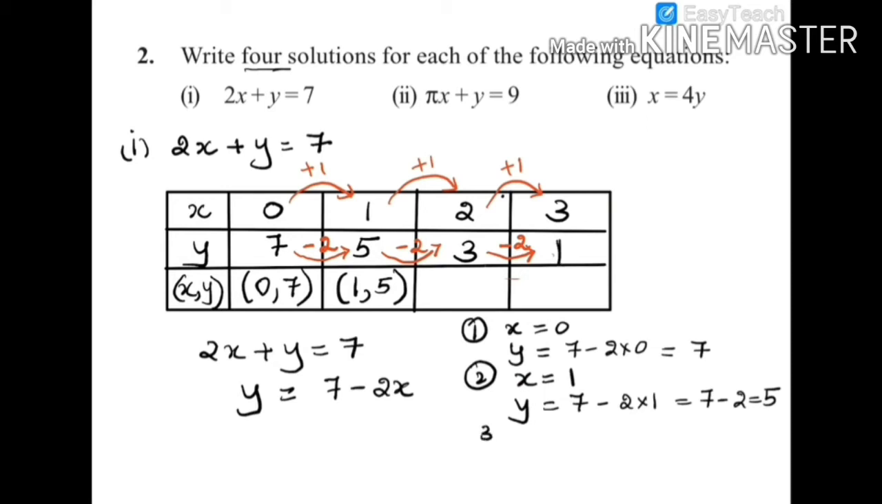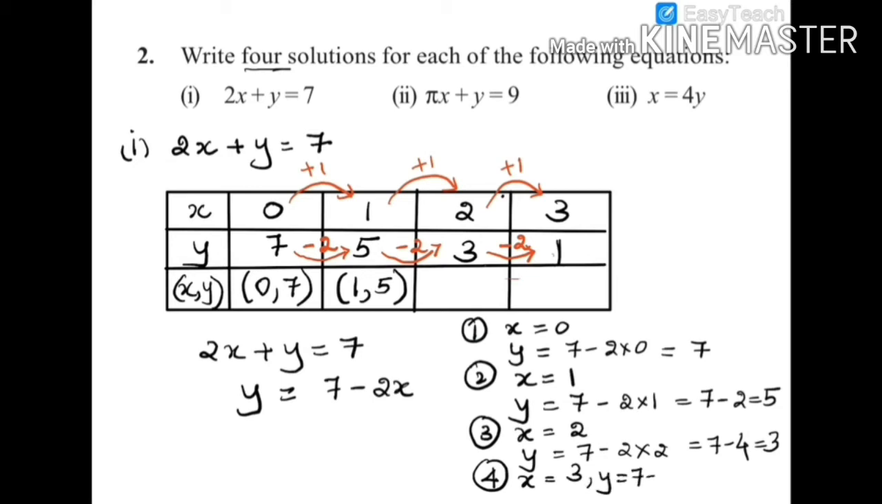Now you can check these answers that we have written for y. Let's take x equal to 2. So y will be equal to 7 minus 2 into 2, and that is equal to 7 minus 4, which is equal to 3. So 3 is correct. Let's take x equal to 3. So y will be equal to 7 minus 2 into 3, that is 7 minus 6, which is equal to 1. So the fourth value of y is also right.